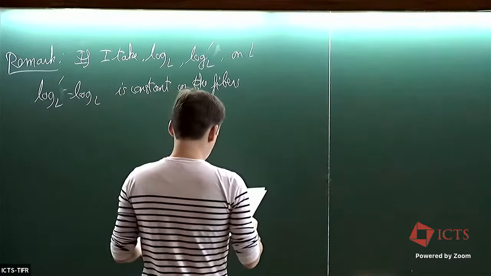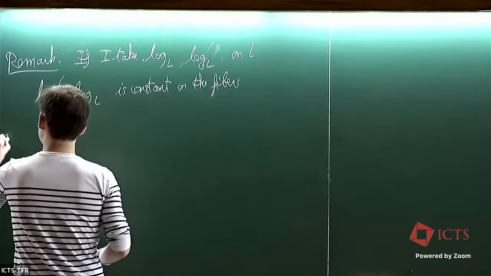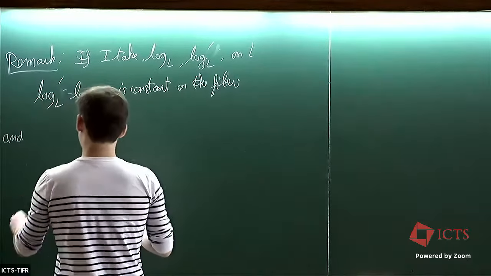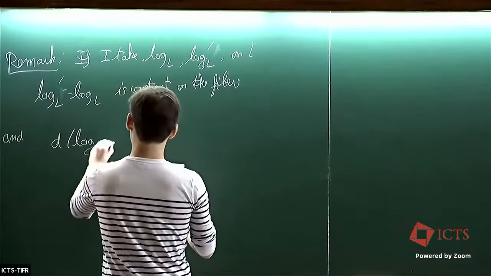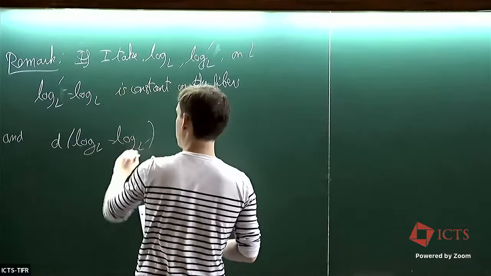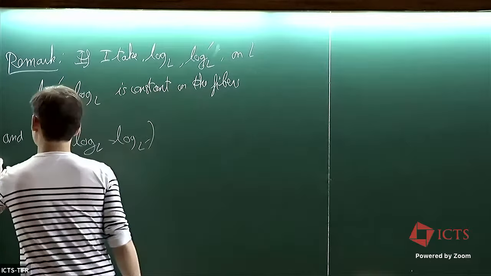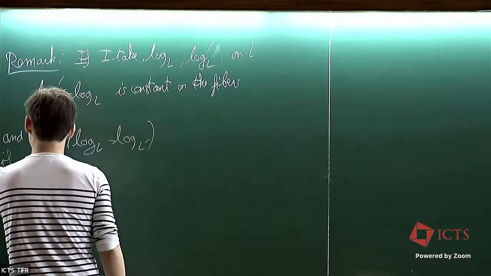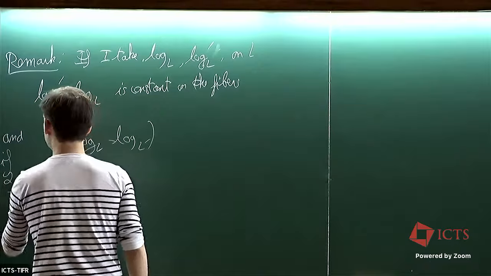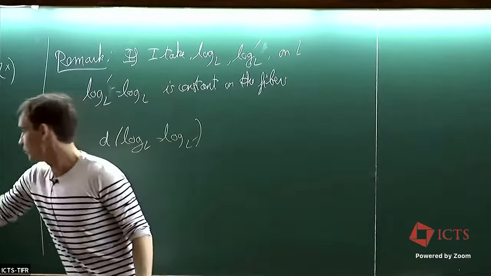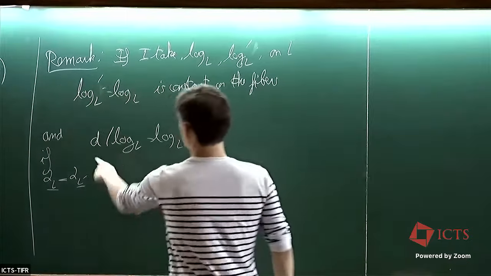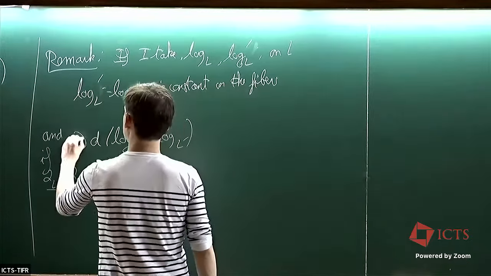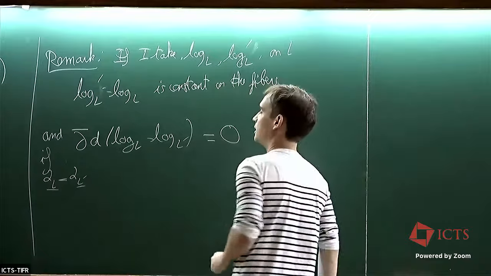Here, what's more, d log L minus log L prime, if alpha L bar is equal to alpha L prime bar. Now you think about what if this condition is satisfied for the same alpha here, where you differentiate here, this is equal to 0, okay?